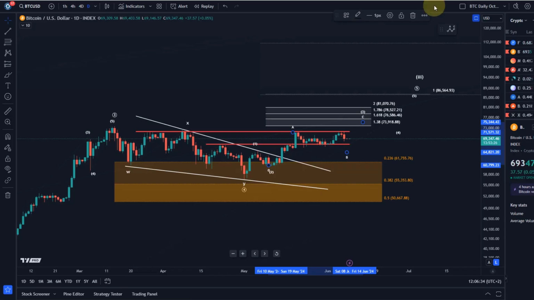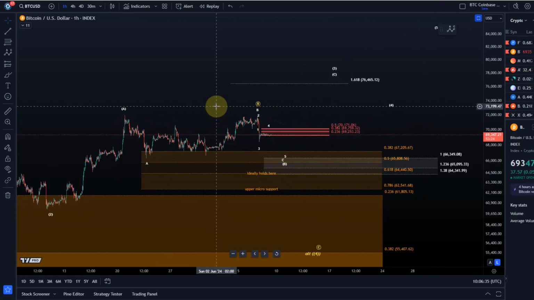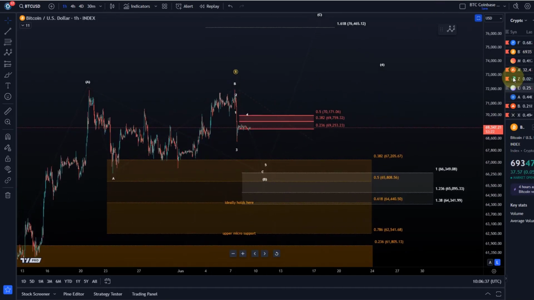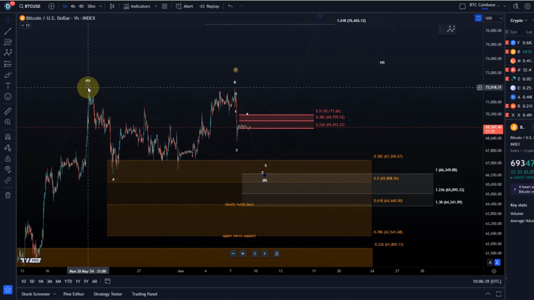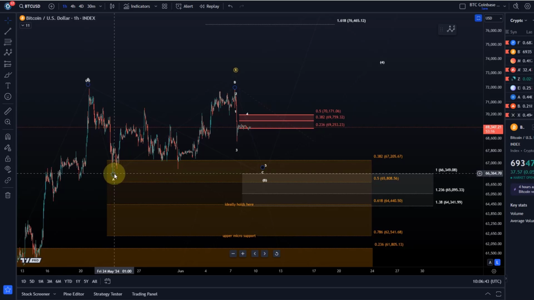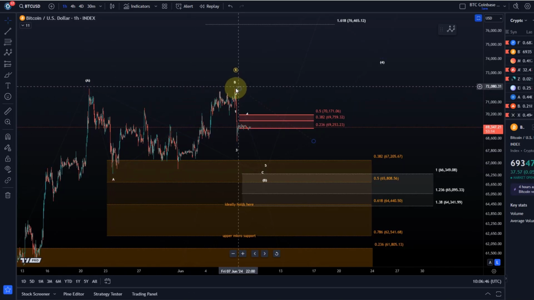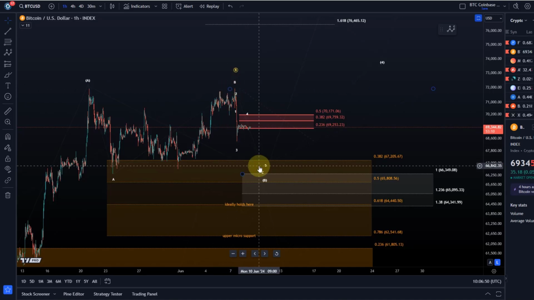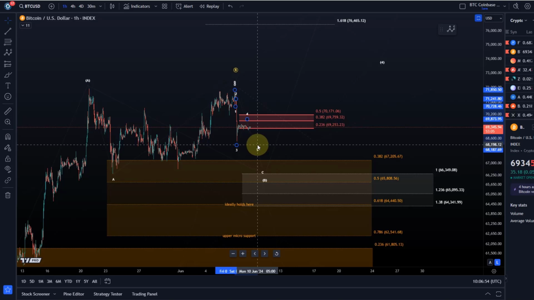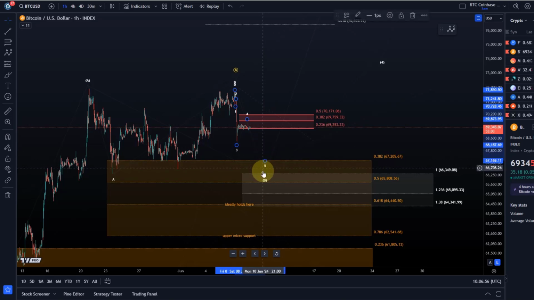So back to the shorter time frame then. The idea is that looking at the internal structure, after the A wave of the third wave topped here on the 20th of May, we had a small A wave down, B wave rally, basically overshooting B wave, and we could now be in this C wave to the downside. I'd like to see one more low maybe. Maybe it's getting two more lows.